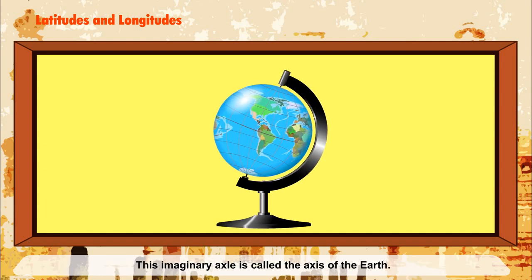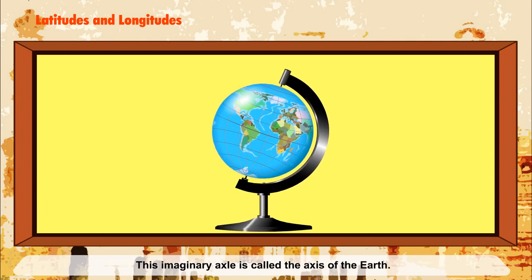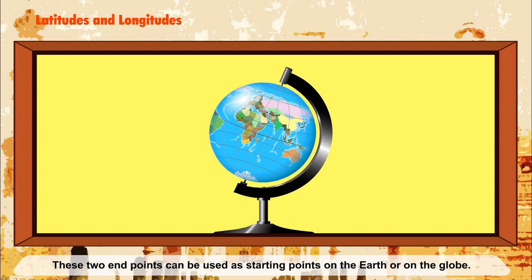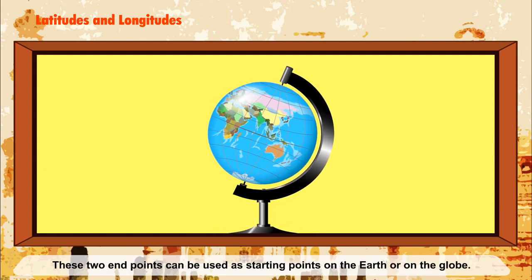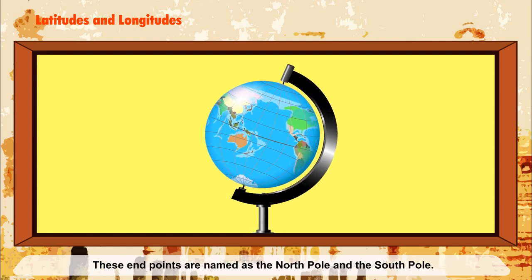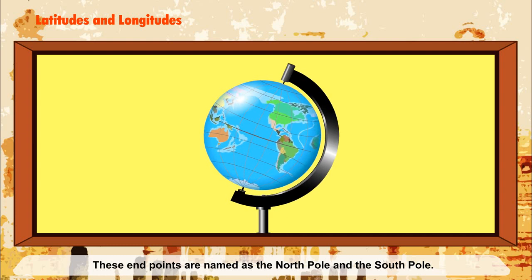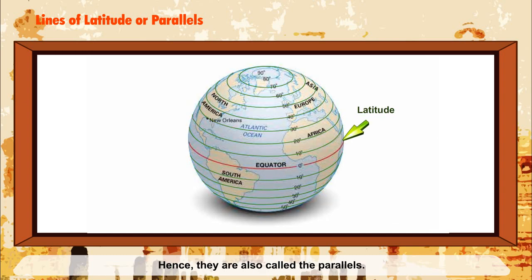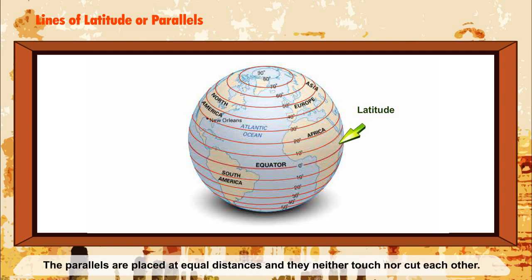This imaginary axle is called the axis of the Earth. The endpoints of the axis are fixed. These two endpoints can be used as starting points on the Earth or on the globe. These endpoints are named as the North Pole and the South Pole. Lines of latitude or parallels. The lines of latitude are parallel to each other. Hence, they are also called the parallels. The parallels are placed at equal distances and they neither touch nor cut each other.